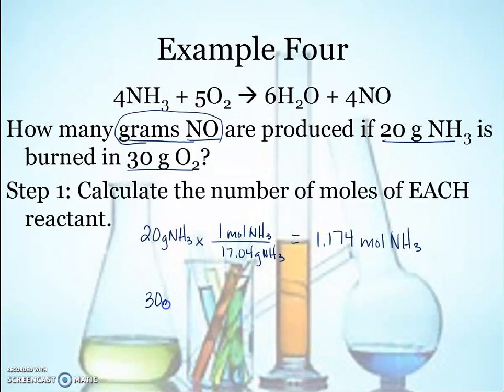All right, and then 30 grams of O2. We know that 1 mole of O2 is equal to 32.00 grams of O2. Okay, when we do the math, we get 0.9375 moles of O2. Okay, so remember, whenever in doubt, you always go to moles, right? Because you can compare moles to moles here.